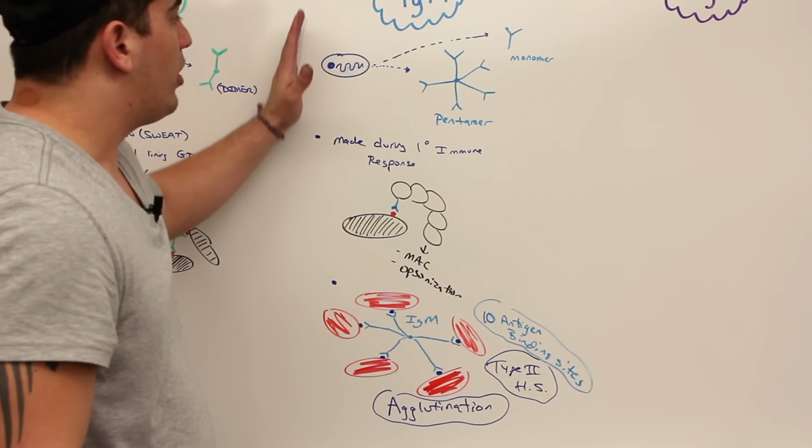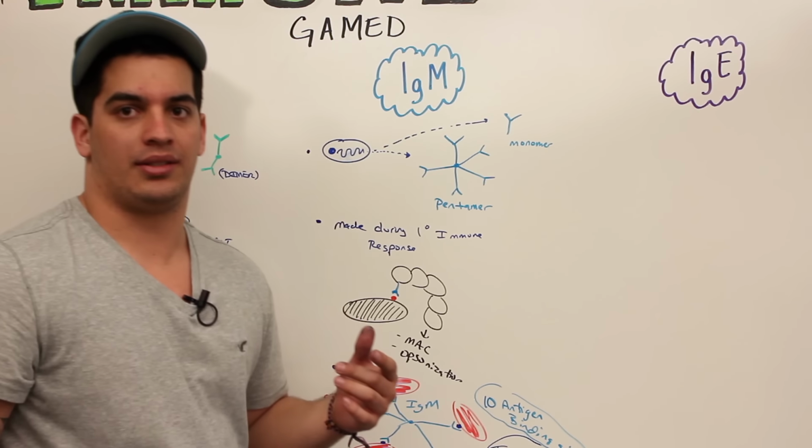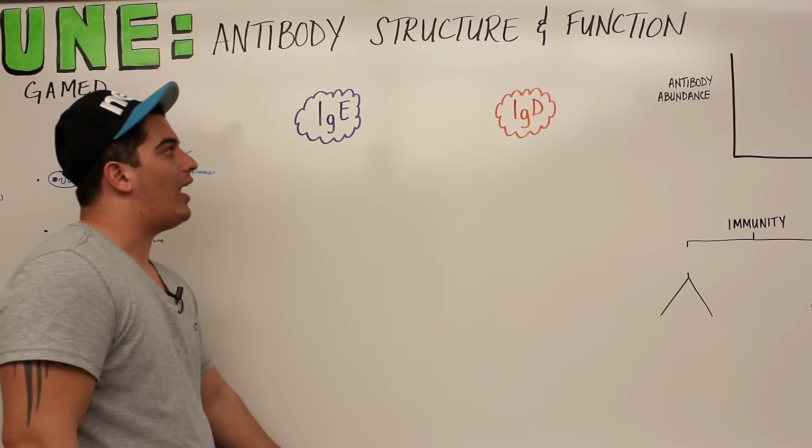Okay, so again, that pretty much covers IgM antibodies. Let's go to the next one, which is IgE antibodies. All right, so now IgE antibodies.